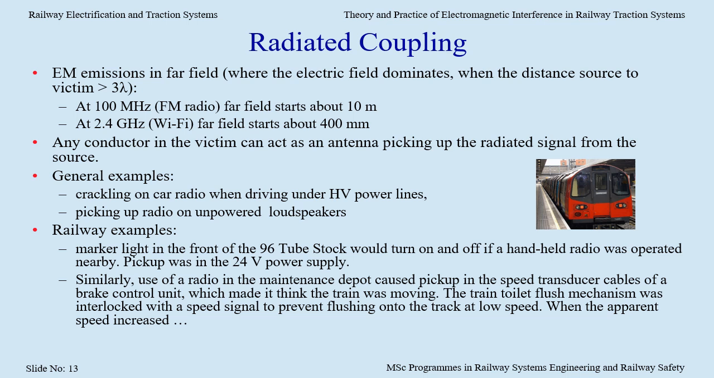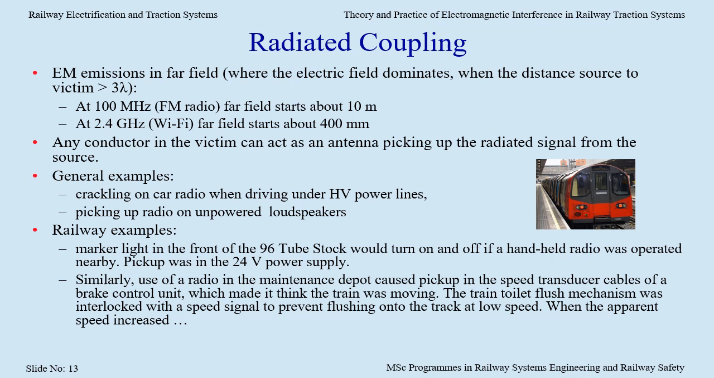Handheld radios, as often used in railway depots by staff on the ground, are a frequent source of problems. For example, the marker light on the front of the 96 tube stock would switch on and off when a portable radio was used nearby. Eventually it was found that the victim was the 24 volt power supply for the lamp.